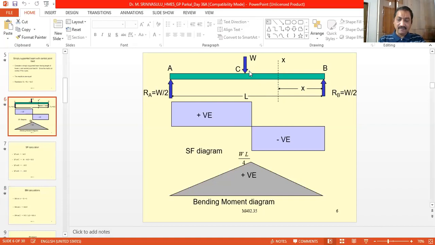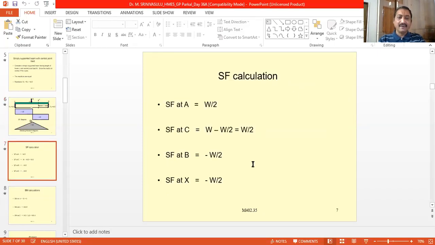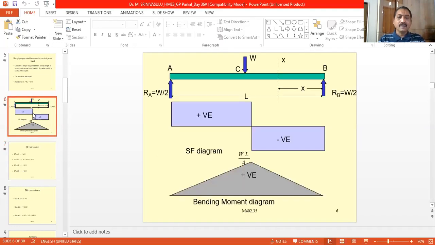So this is equal to W minus W by 2. So that is equal to plus W by 2. So here SF at C is equal to W minus W by 2, that is equal to plus W by 2. Now coming to the point A. Now the shear force at point A. Now you can take any section. For example, you take a section here, just ahead of the point A.